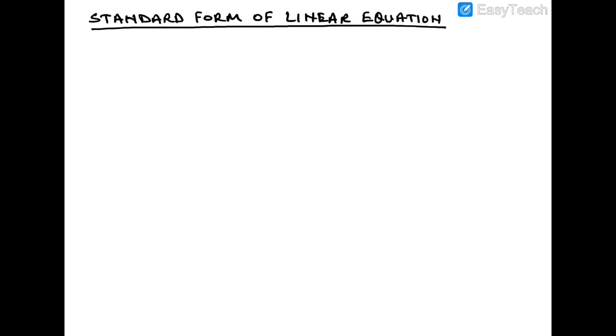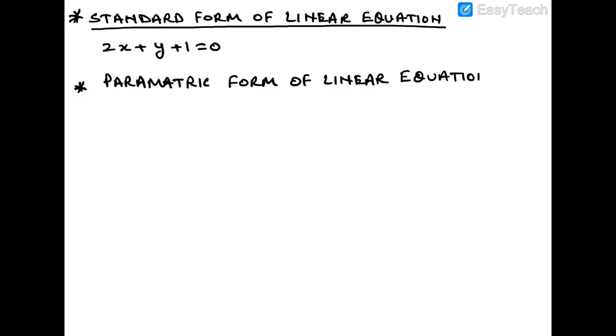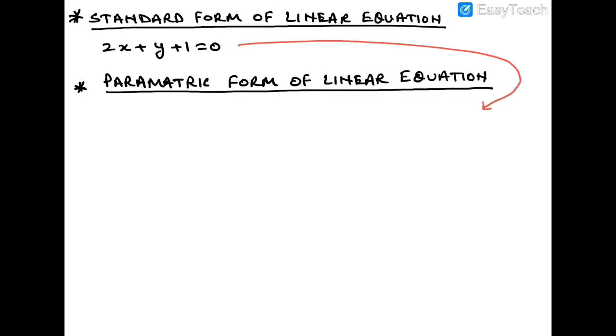As we know, the standard form of a linear equation is ax plus by plus c equals 0. So let's take one linear equation, and that is 2x plus y plus 1 equals 0, and now write it down as a parametric form of a linear equation. For that, this standard form equation can be written as y equals minus 2x minus 1.